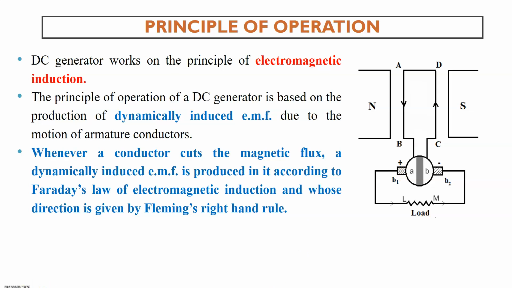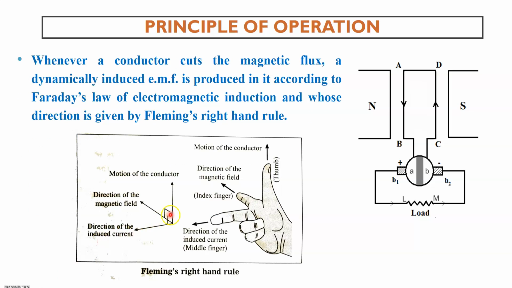Now, what is Fleming's right hand rule? If we stretch the thumb, forefinger and middle finger of the right hand in such a way that they are mutually perpendicular, then the thumb represents the motion of the conductor, the forefinger represents the direction of the magnetic field, and the middle finger represents the direction of the induced current.